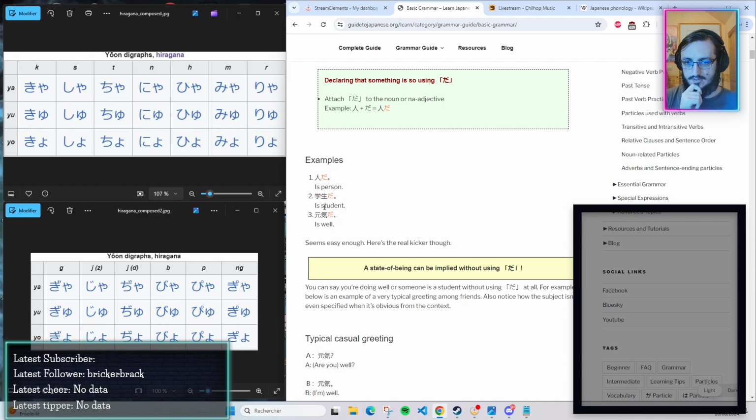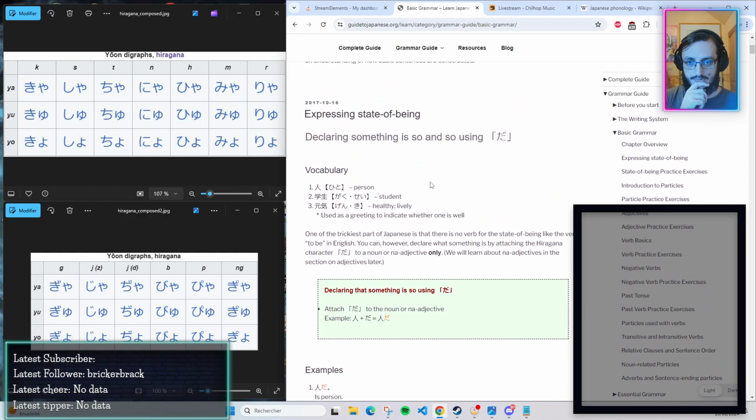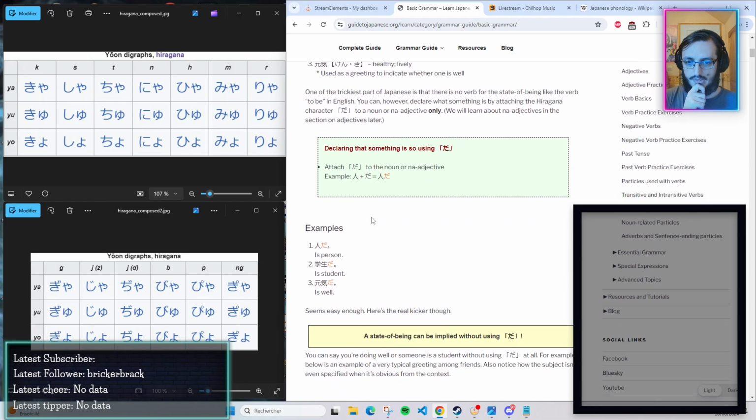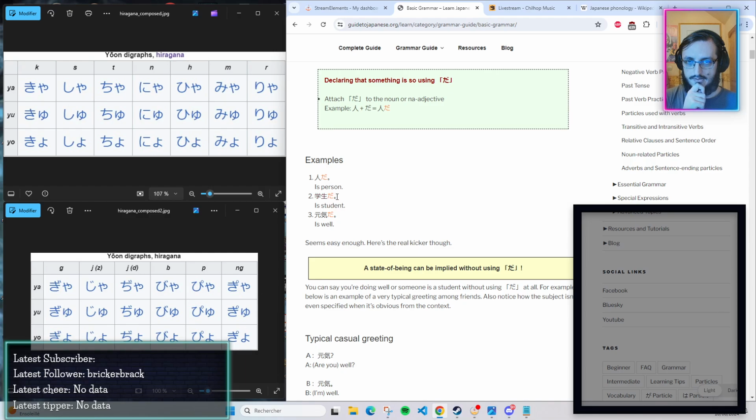Gakusei da. This is a student. Gakusei, in the vocabulary here, you have the kanji gaku and the kanji sei, which in hiragana is gaku sei, gakusei, student. Gakusei da. This is a student.